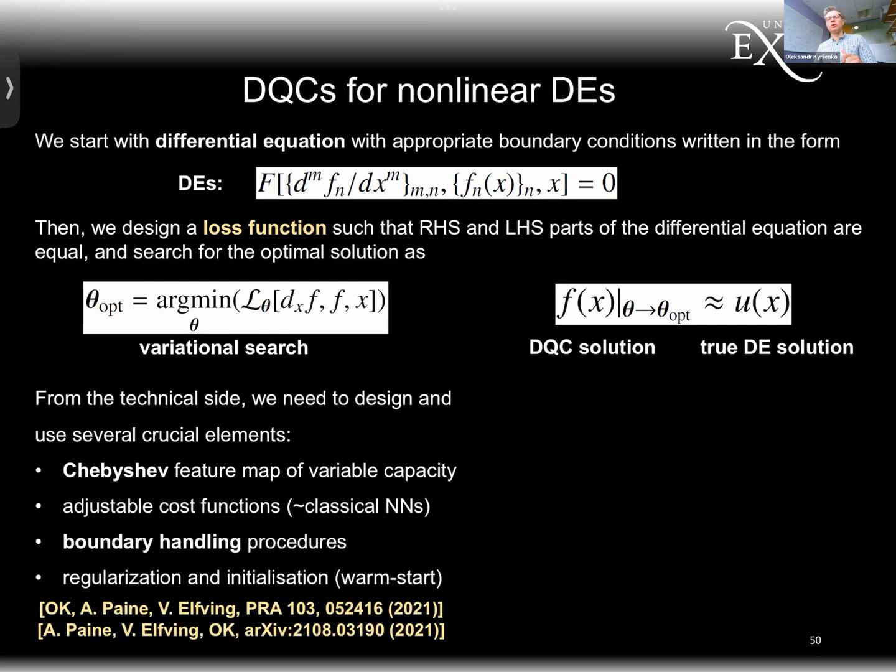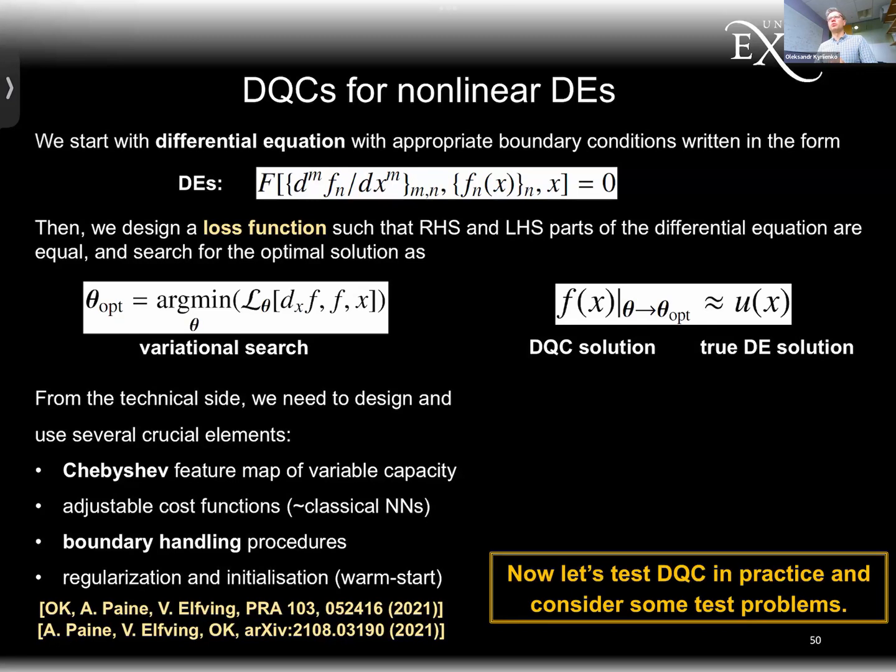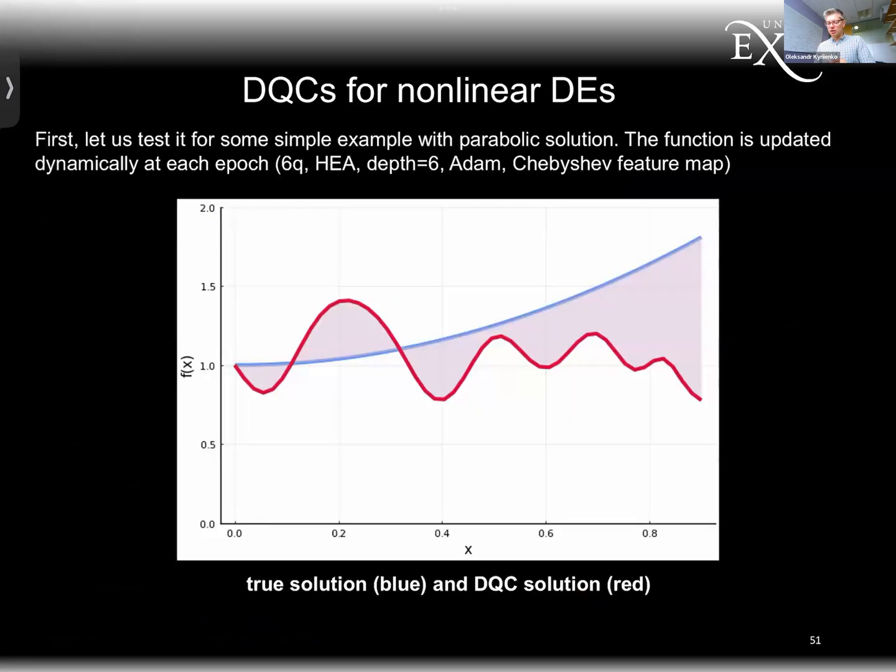And in general, there are lots of questions to figure out, like which feature map to use, how do you handle the boundary and everything. But in these papers, we discuss all the good approaches. So now that I have described briefly the approach, let's consider it on some test problems.